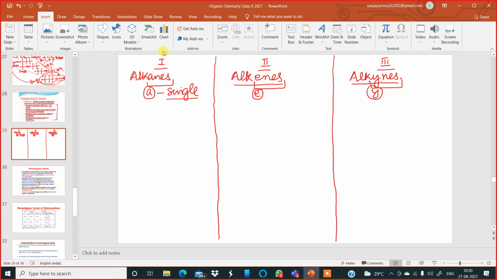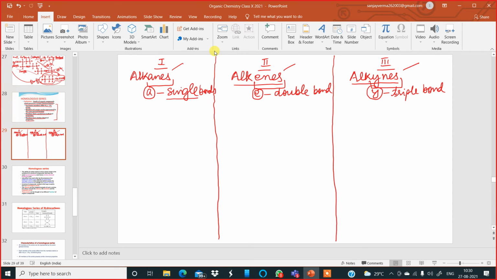In alkenes, there is an E, so there will be at least one carbon-carbon double bond. In alkanes, all carbon-carbon single bonds. And in alkynes, there is a Y, which means at least one carbon-carbon triple bond is there. Am I clear, my dear boys?